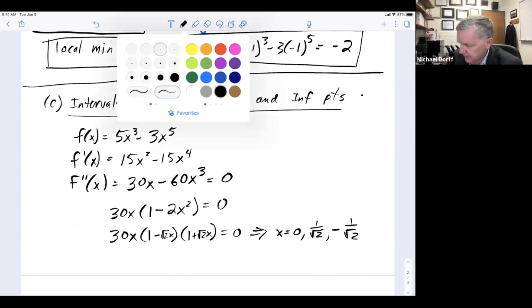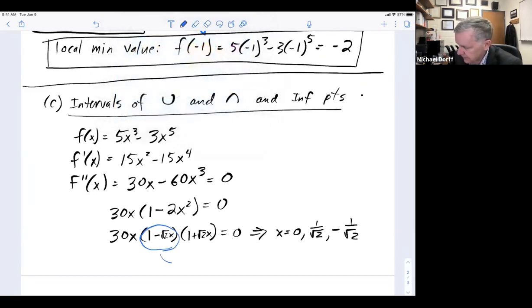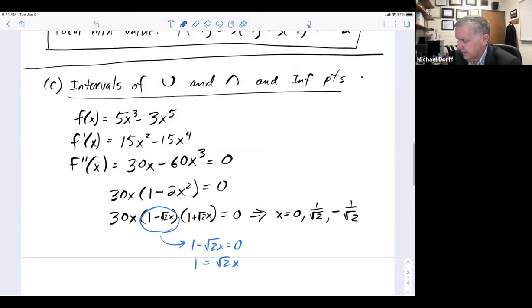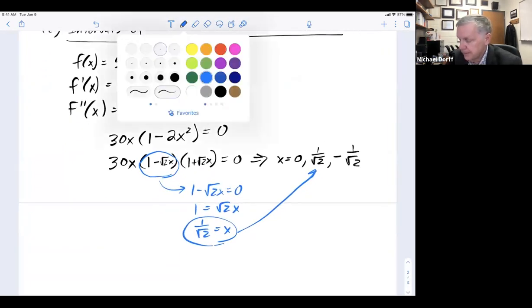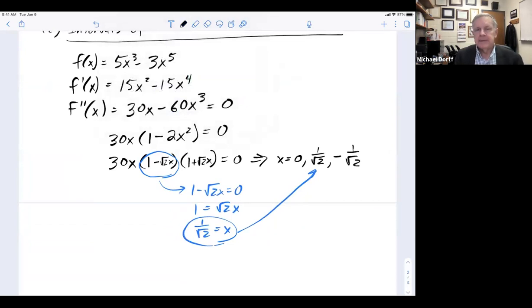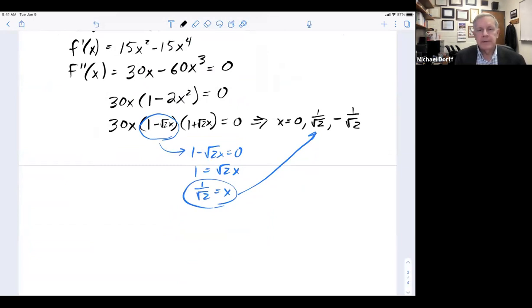Just so everyone's clear on this, if I set this one equal to 0, I have 1 minus square root of 2 x equals 0. Then if I bring the square root of 2 x to the other side, that's going to give me 1 equals square root of 2 x. Divide both sides by square root of 2, and I get 1 over square root of 2 equals x. And that's how I get this value there. Okay, just like in part A, this gives us the endpoints for some intervals. So we're going to make a set of intervals, and then we're going to see whether the second derivative is positive or negative on these intervals. And that will then inform us whether the function is concave up or concave down on those intervals.